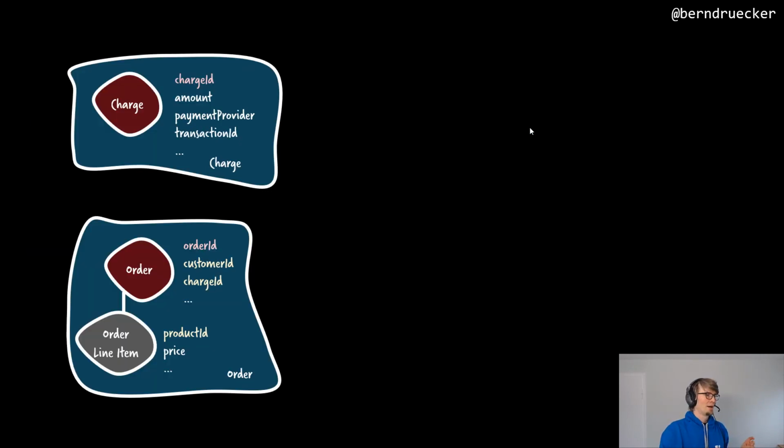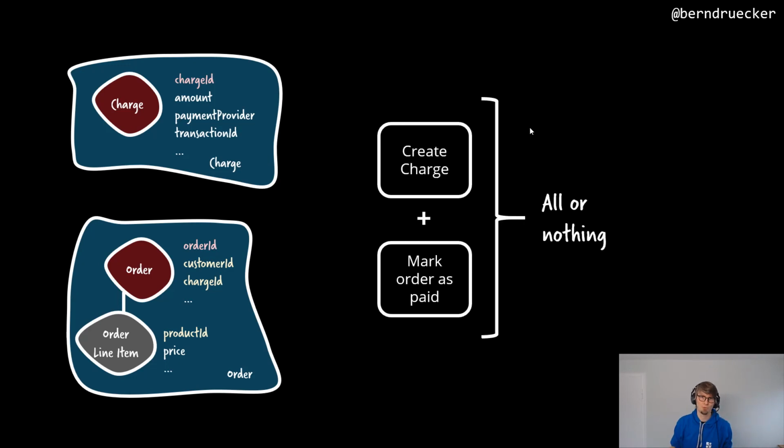Now, so far, so good. If you take that one step further, you might have requirements where you touch multiple aggregates. Like you say, for example, you want to create a charge and you want to mark the order as paid. And then you have requirements that this is a business transaction, so it has to happen all or nothing. If you can't mark the order as paid, you don't want to create the charge, for example. Right?